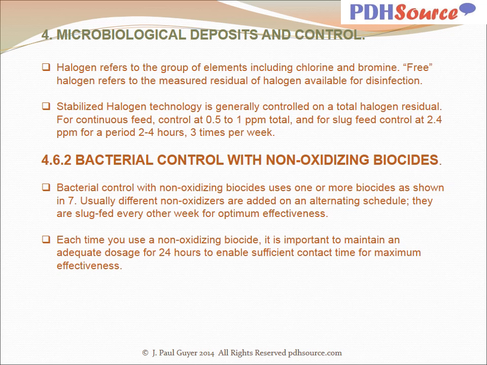Bacterial control with non-oxidizing biocides. Bacterial control with non-oxidizing biocides uses one or more biocides as shown in Table 7. Usually different non-oxidizers are added on an alternating schedule. They are slug-fed every other week for optimum effectiveness. Each time you use a non-oxidizing biocide, it is important to maintain an adequate dosage for 24 hours to enable sufficient contact time for maximum effectiveness.